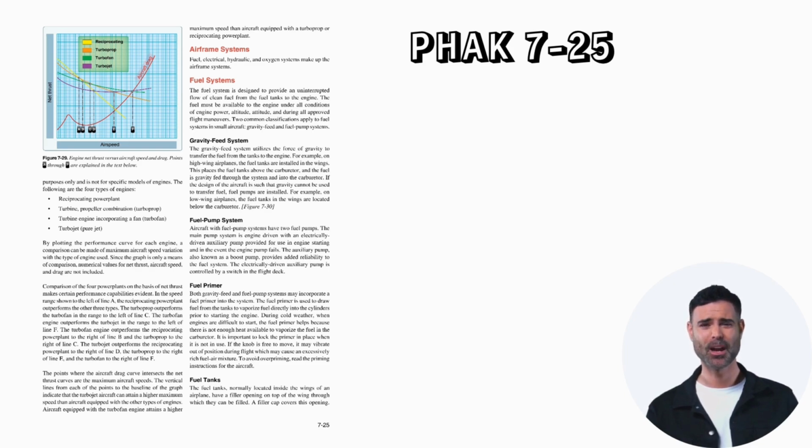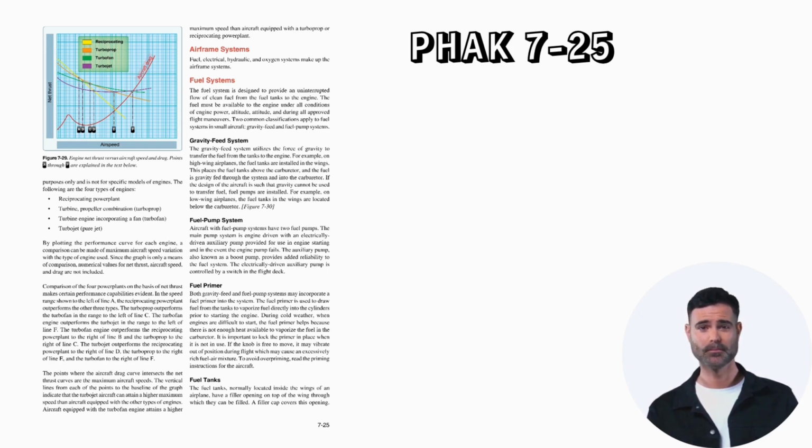Fuel pump system. Aircraft with fuel pump systems have 2 fuel pumps. The main pump system is engine-driven with an electrically driven auxiliary pump provided for use in engine starting and in the event the engine pump fails. The auxiliary pump, also known as a boost pump, provides added reliability to the fuel system. The electrically driven auxiliary pump is controlled by a switch in the flight deck.